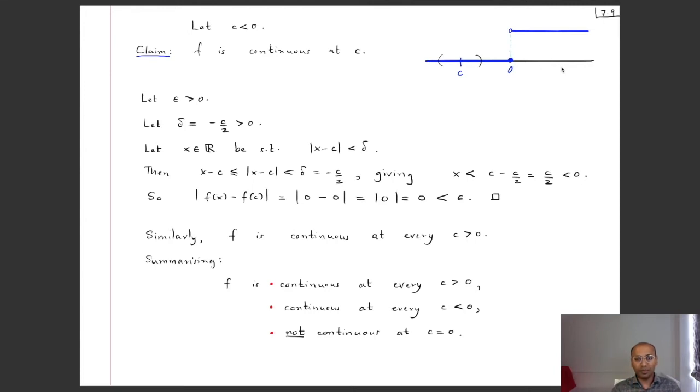So to summarize, the function is not continuous on the whole of R. Why? Because if it was continuous on the whole of R, it would be continuous at each and every point, but we know that the function is not continuous at c equal to 0. So our function is not continuous at 0. It is continuous at every negative c, and it's continuous at every positive c. Alright, so far we have seen 3 examples.